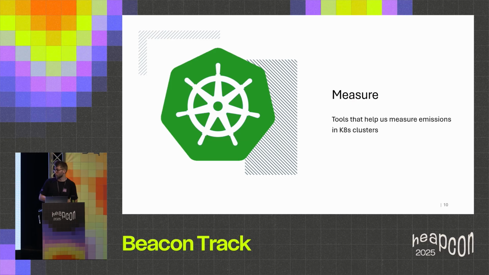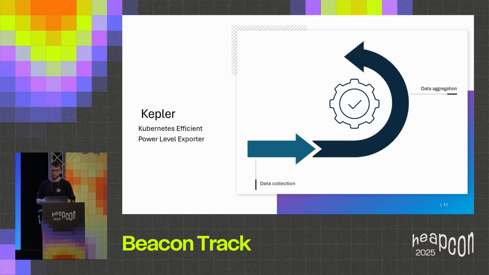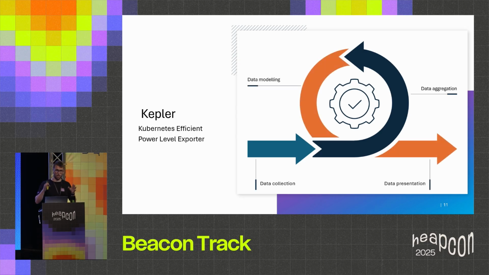that we use to measure emissions in Kubernetes clusters. One of them is Kepler, or Kubernetes Efficient Power Level Exporter. So this is a tool that is used as a Prometheus exporter. I'm not sure if you know about it, but in a nutshell, it collects the data, then it aggregates it, optionally does the modeling, and then presents the data. There is going to be a talk today about Kepler, a bit of a deep dive. This is just a run through the tool itself, so feel free to check it out.